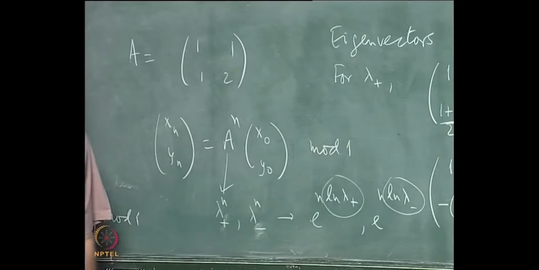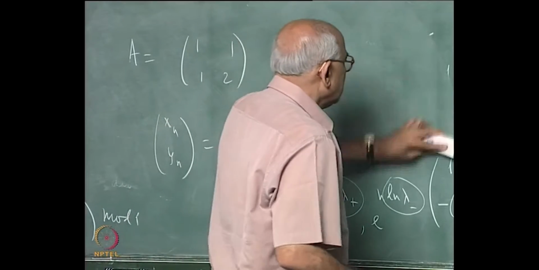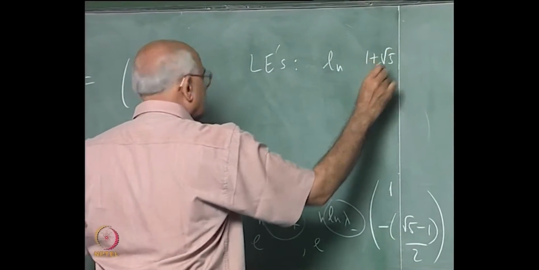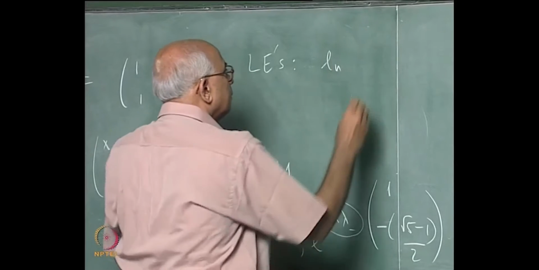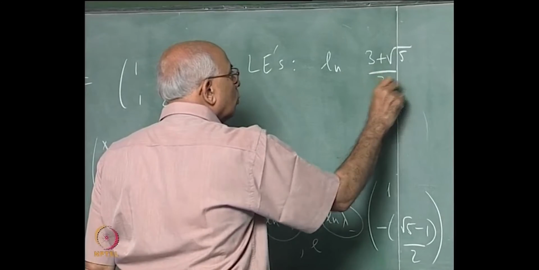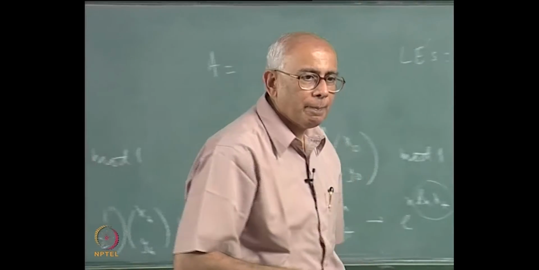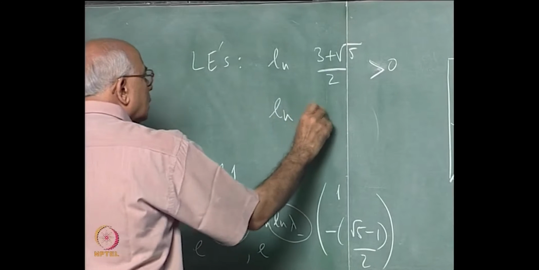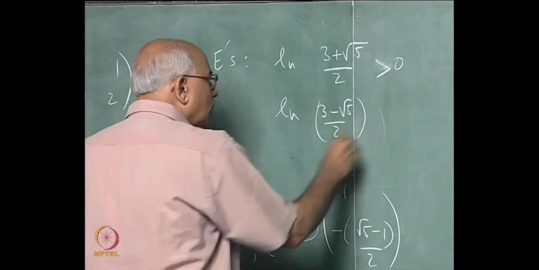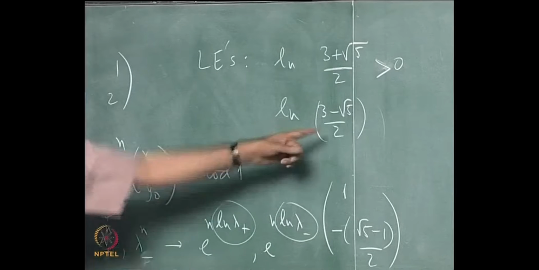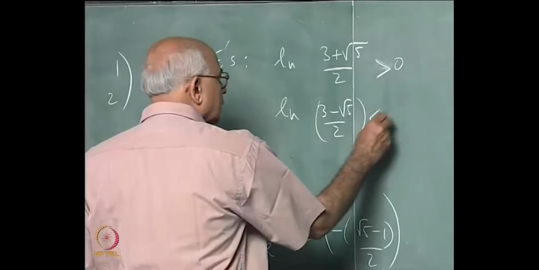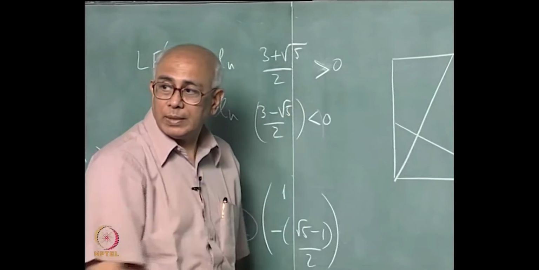Now what is log lambda plus? Yeah, so the Lyapunov exponent is log of (3 plus root 5) over 2. Is this positive or negative? It is positive, exactly. And the other one is log of (3 minus root 5) over 2, and what is that? It is negative because this is a number less than 1, therefore it is the contracting direction, and we have also found the eigendirections, so this is negative. This direction contracts and this direction expands.